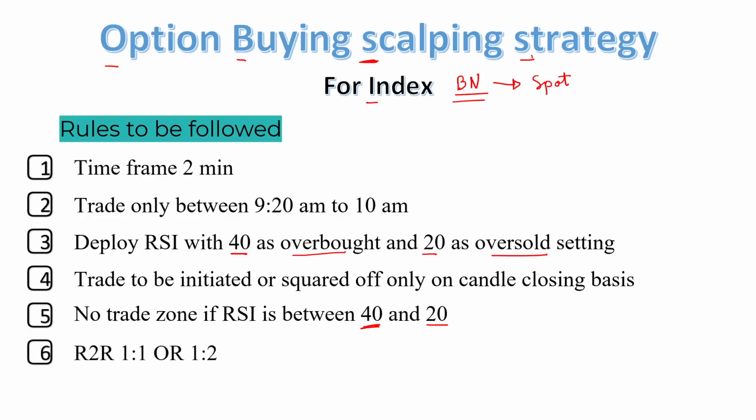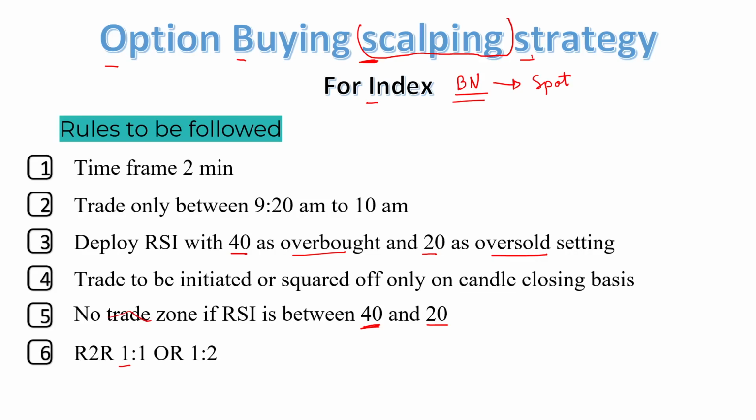That's it. The sixth rule says that the R2R should be 1:1 or 1:2. Understand guys that we are deploying a scalping strategy, so you need to be very quick. You cannot wait to have a higher R2R of, let's say, 1:3, 1:8. Though I know that it is possible to get those kind of risk to reward ratio in an option buying setup, but this particular setup is designed for a R2R of only 1:1 or 1:2. So please, while taking a trade, keep these things in mind.